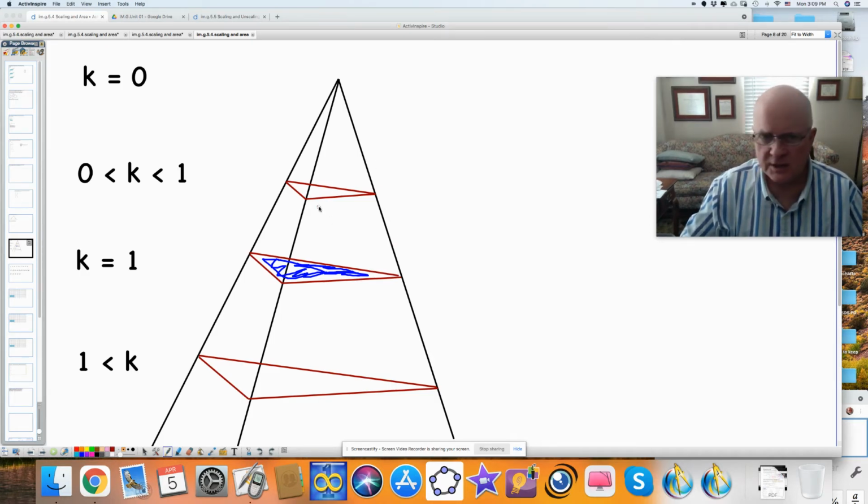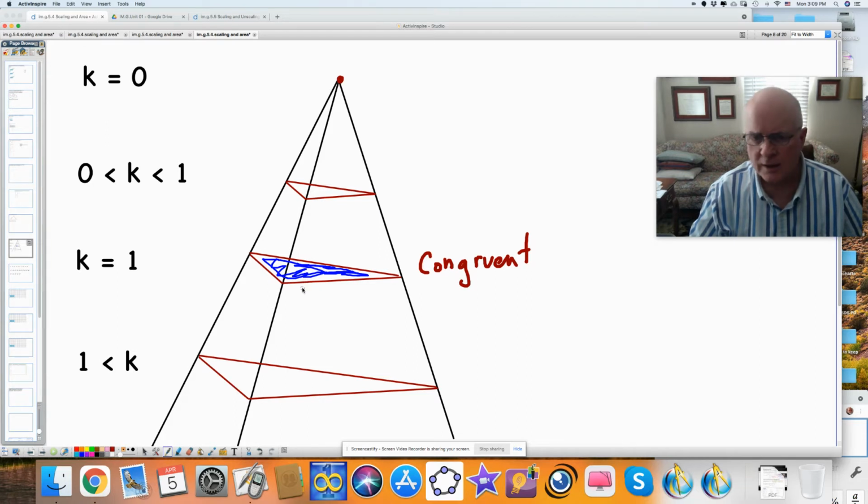At the point, this has no dimension. This has no length, no width. This is the point of dilation where k is equal to 0. This is my center of dilation, if you want to think of it that way. If my original figure is this blue one, this would be where the k, or the scale factor, is 1. This is where we're going to have a congruent figure. So if I scaled something by 1, it would be congruent to my original.